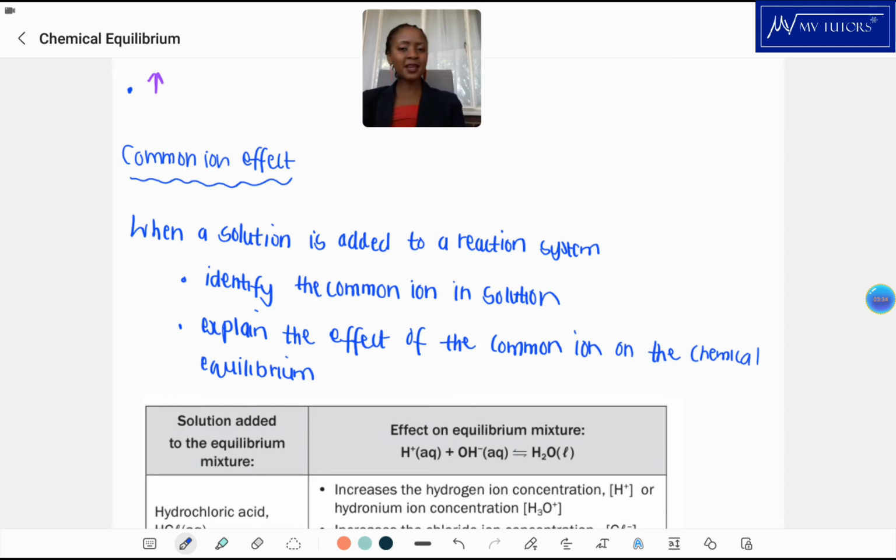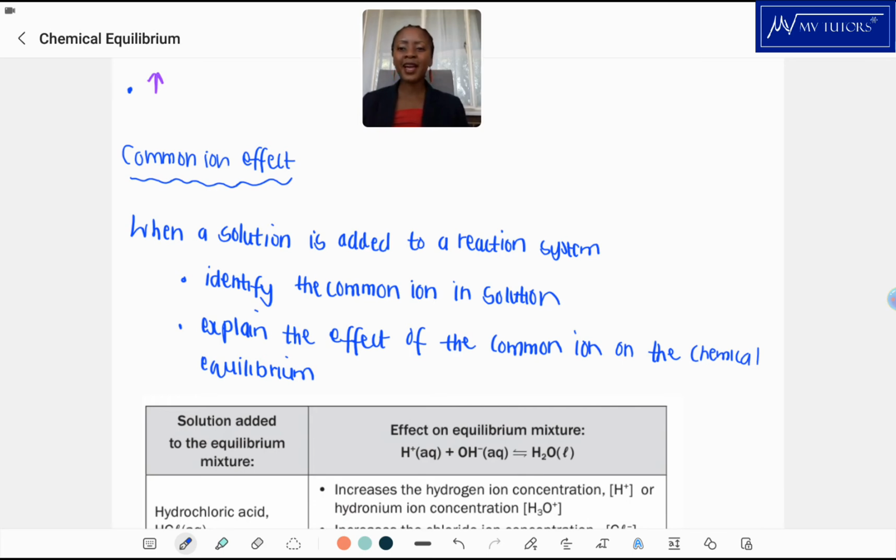So there's this topic called the common ion effect. Basically what it says is when a solution is added to a reaction system, so you already have your reactants and your products, but now you start adding a solution to that, you need to identify the common ion in the solution.